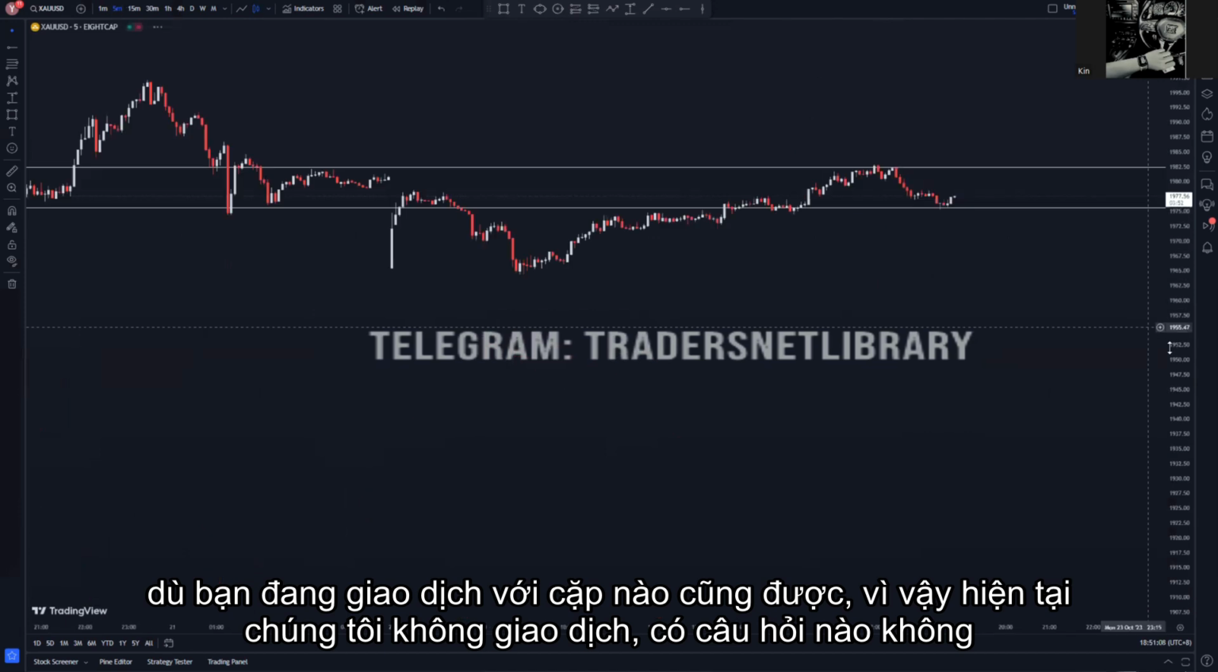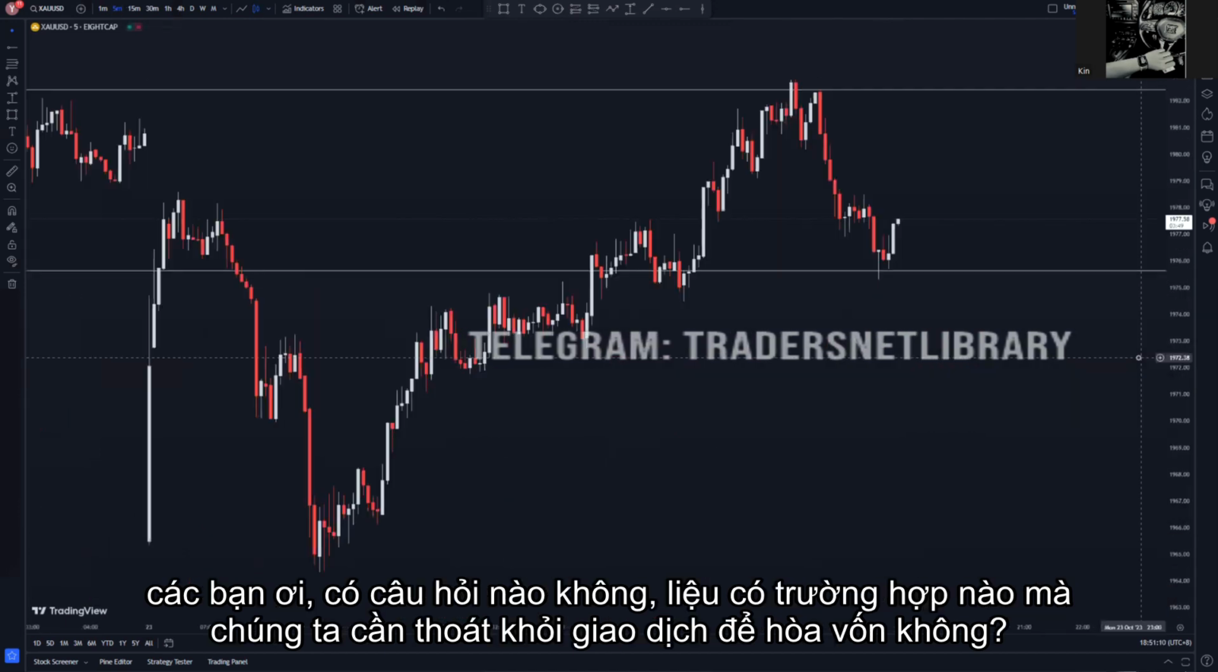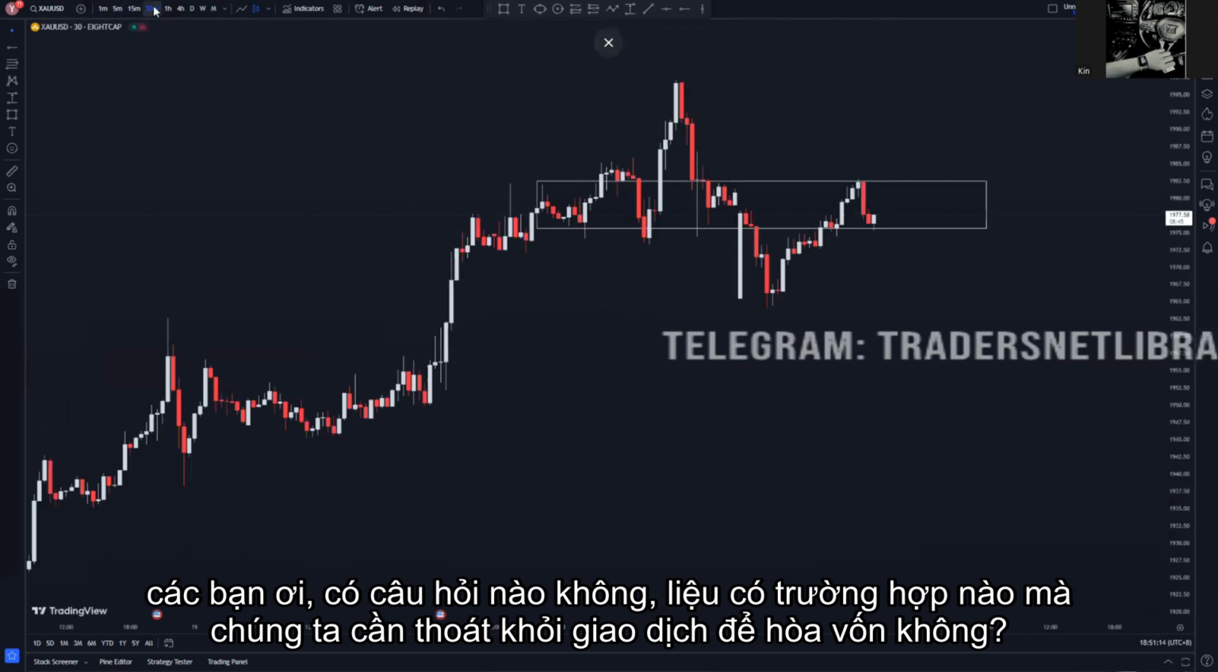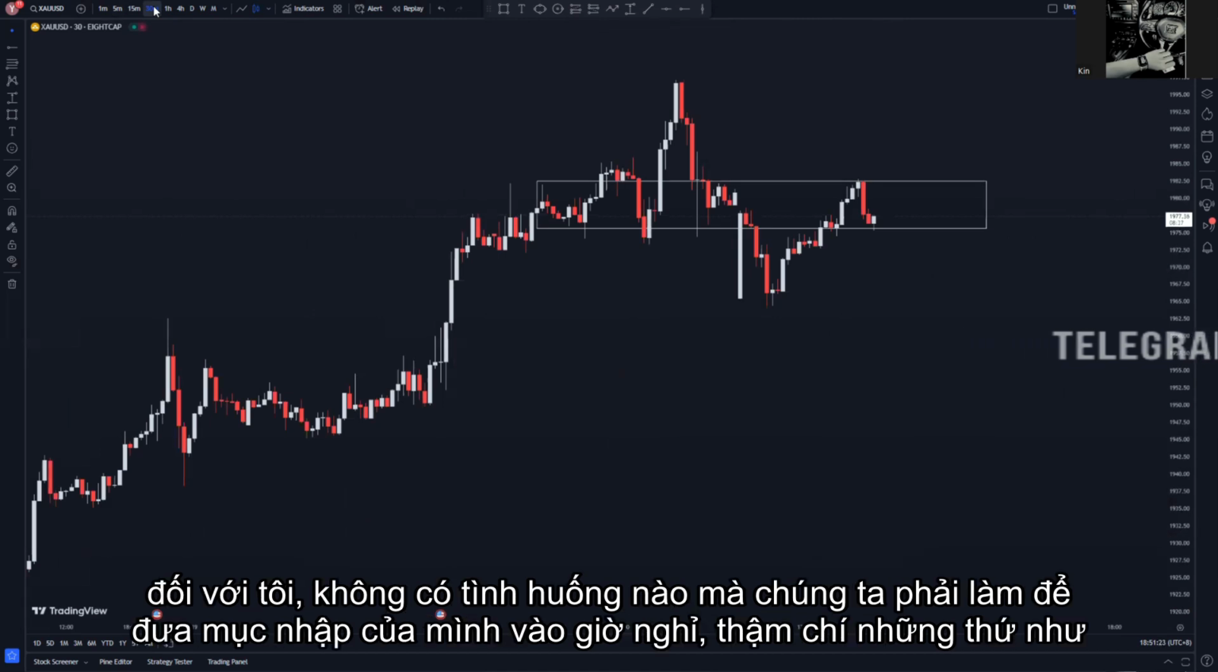So for now, is there any question, guys? Is there a scenario where we need to exit a trade at break even? No, for me, there is no scenario for us to put our entry on break even, something like that.